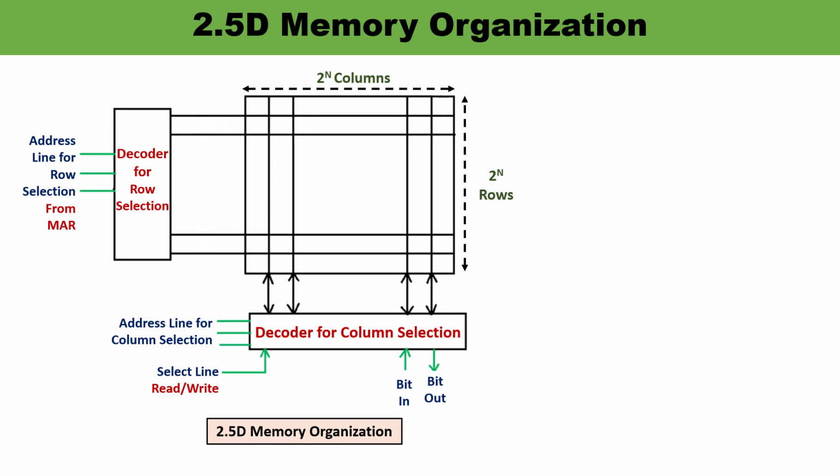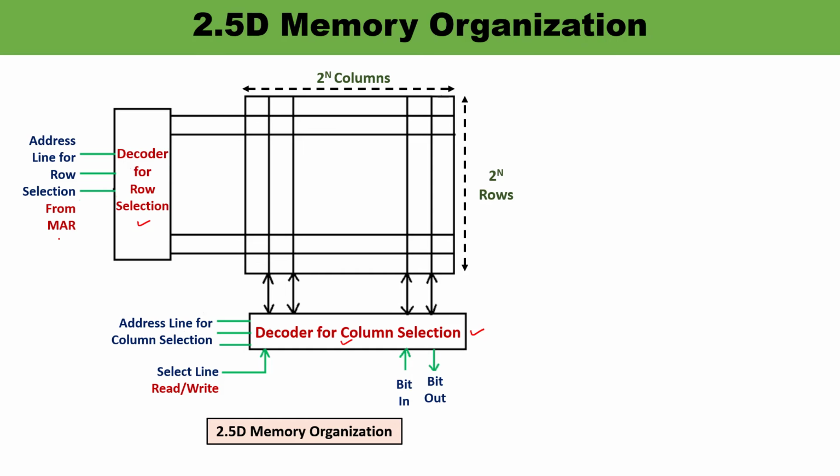Now, let us discuss the 2.5D memory organization. If you see the overall structure, you will observe that it is almost identical to the 2D memory organization. But here there is a decoder for column selection, while in the earlier case there was a column IO circuit. Here two decoders are used, one for row selection and one for column selection. One is the column decoder, another is the row decoder. The column decoder is used to select the column and the row decoder is used to select the row.